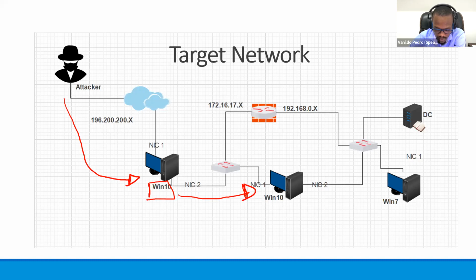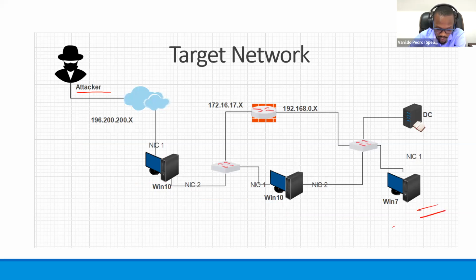For example, if I want to connect with this machine, and I want to reach this machine, this is the only machine that knows how to reach it, so it will be the machine that sends the traffic. So let me recall, I was saying the attacker wants to reach this machine.